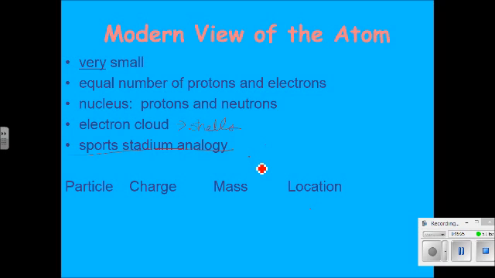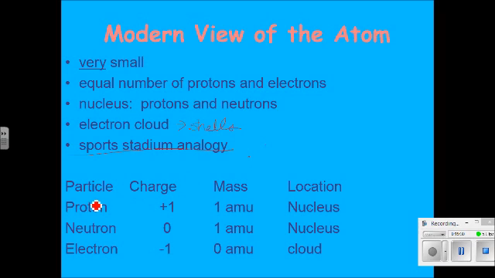Again, quickly, you should remember this, and this should not be a surprise to you. Proton has a +1 charge. All the mass is in the protons and the neutrons. They weigh the same. They're located in the nucleus. Neutron has no charge. An electron has a -1 charge, has no weight, and is located in shell.